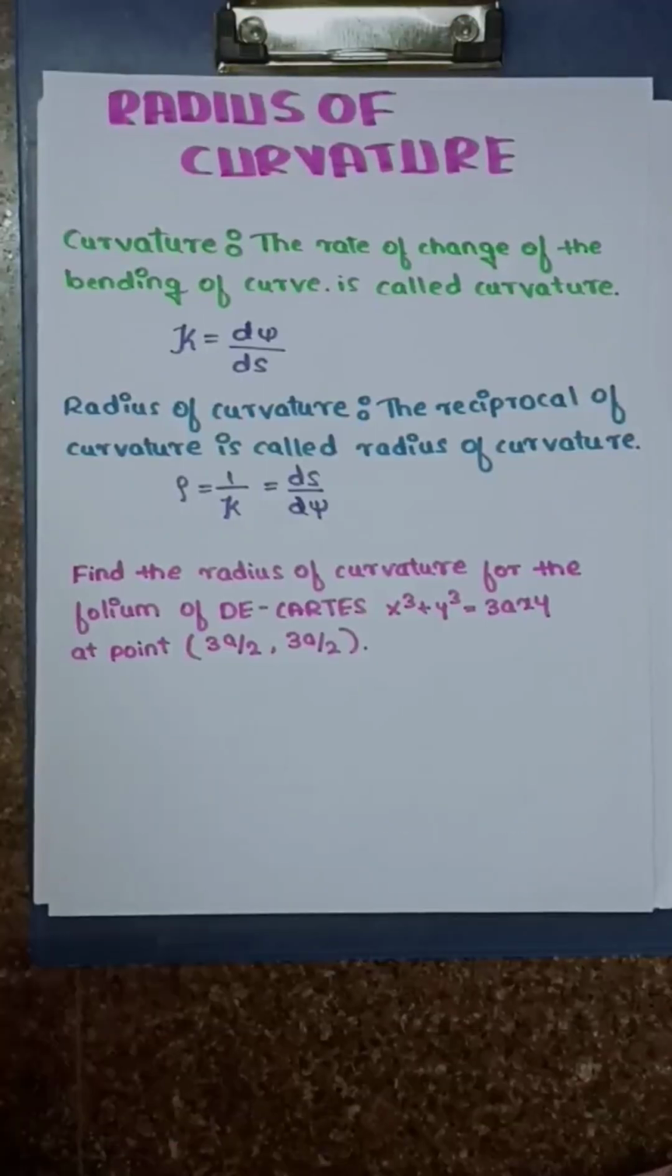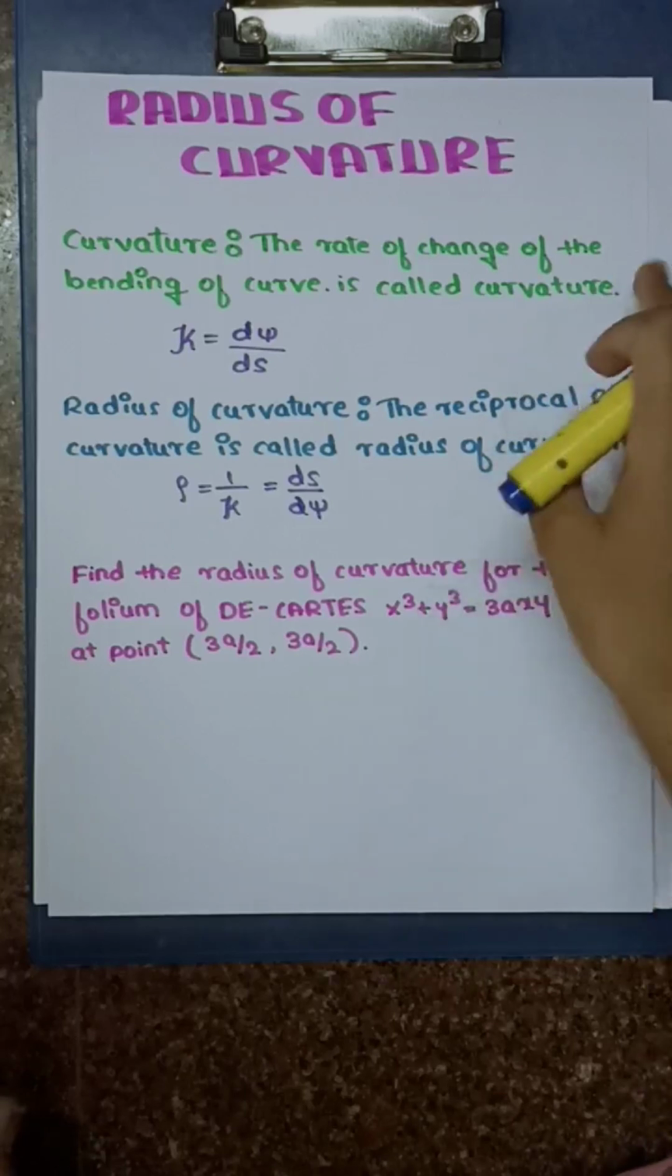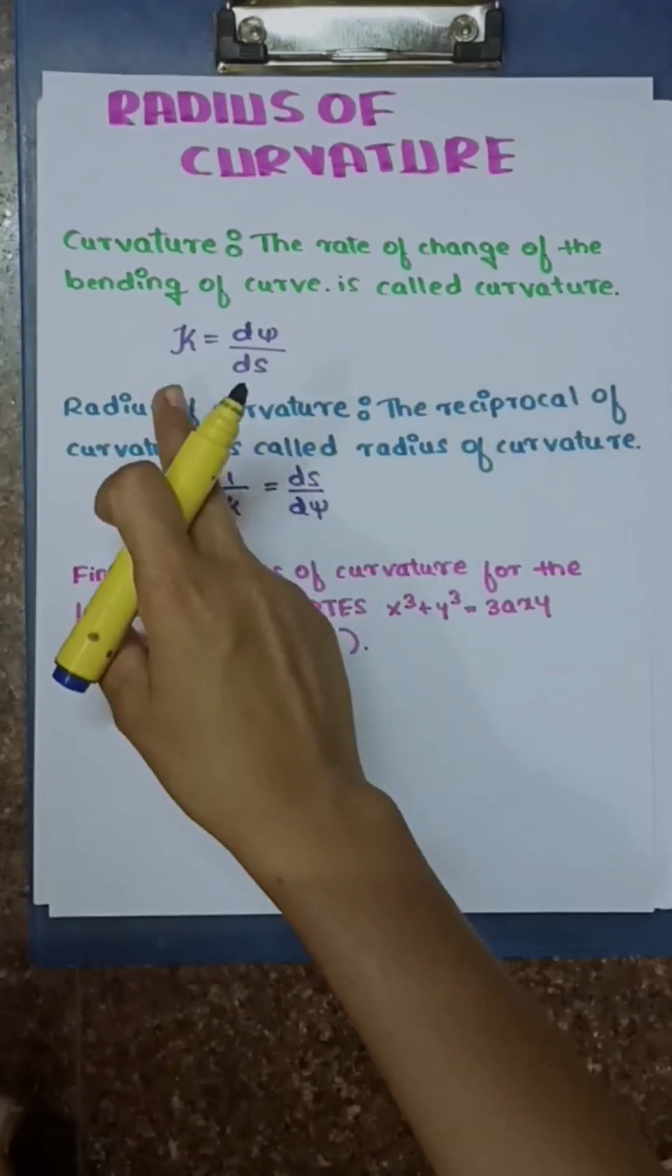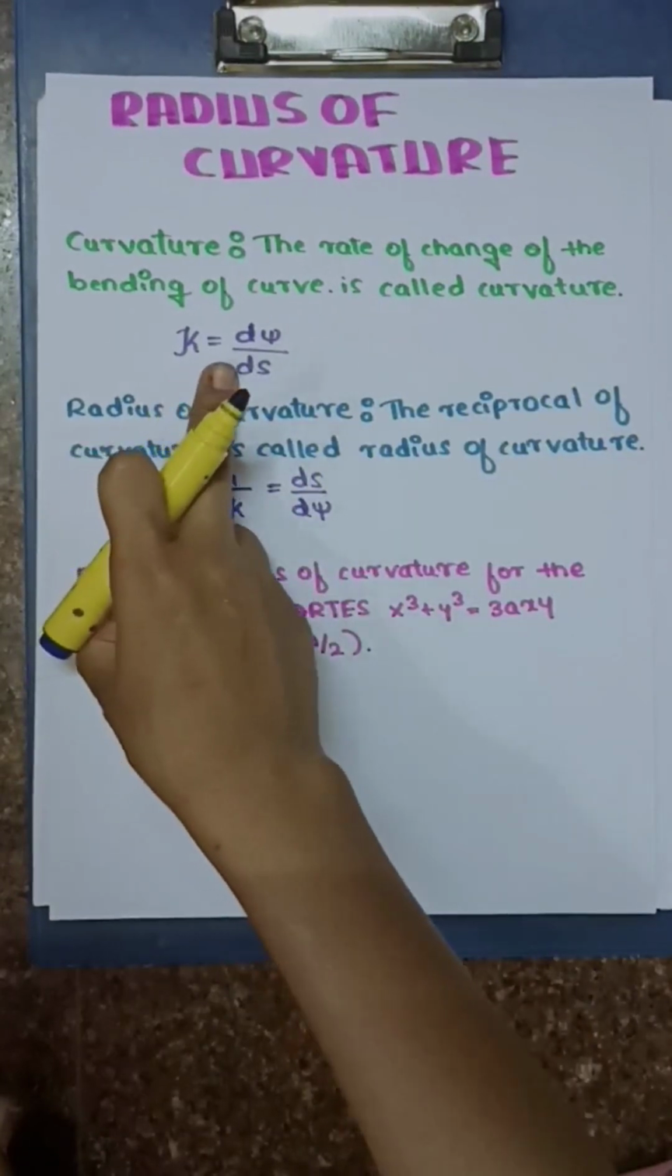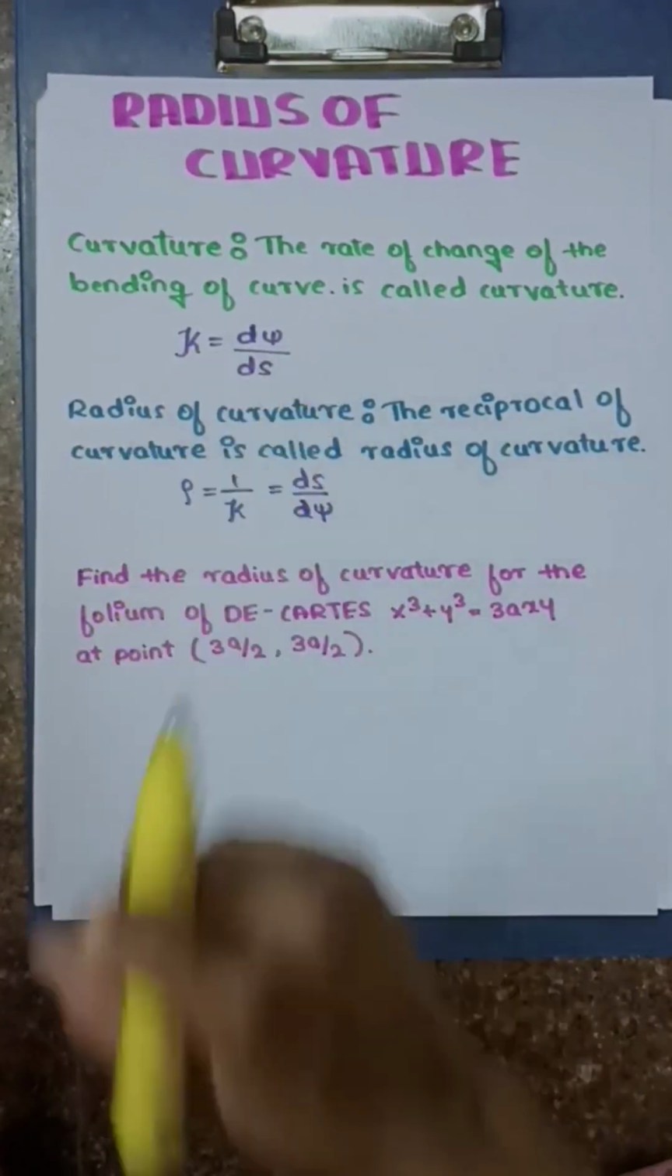Hello everyone. Today let us see the topic on radius of curvature. So, what is a curvature? Curvature means the rate of change of bending of the curve. So, the rate at which a curve bends is called curvature. Curvature is usually denoted by kappa. Kappa equals d psi by ds.